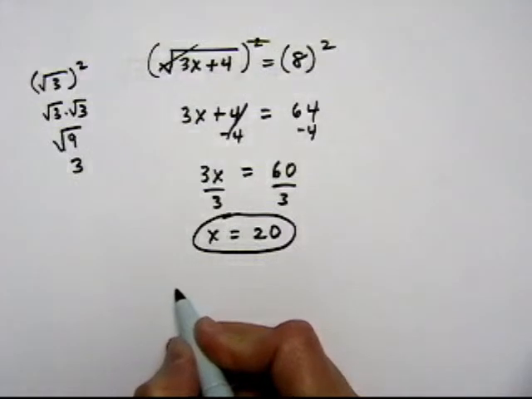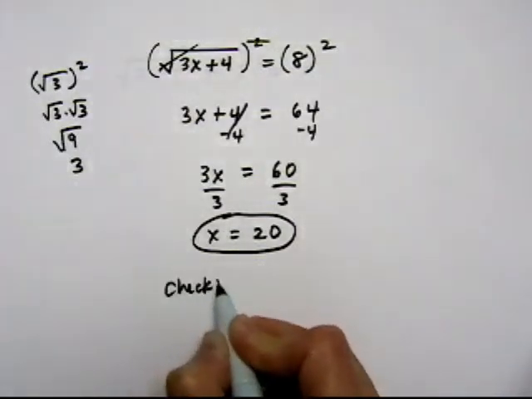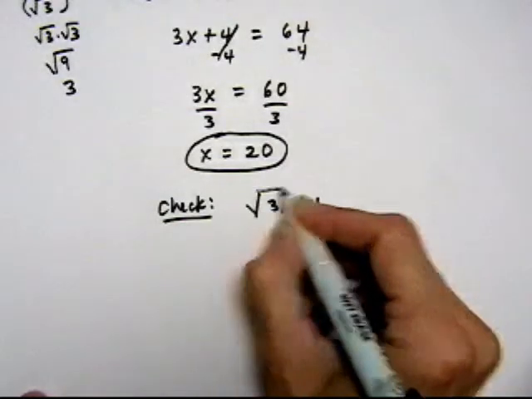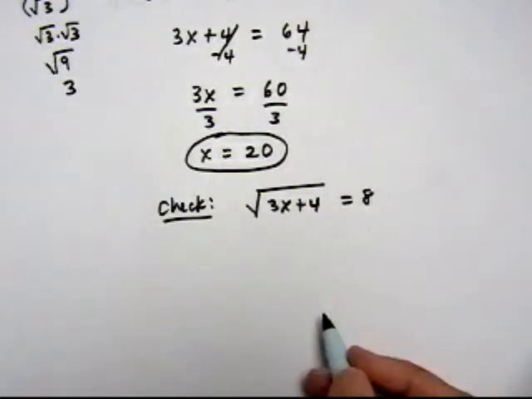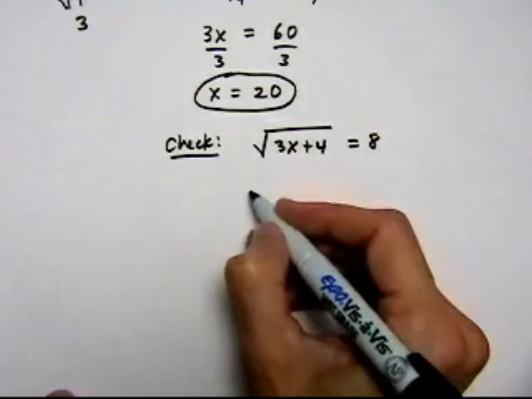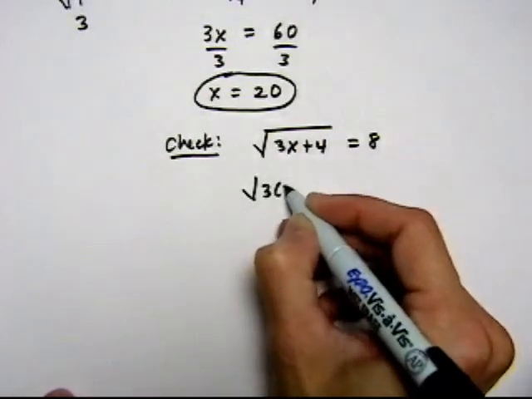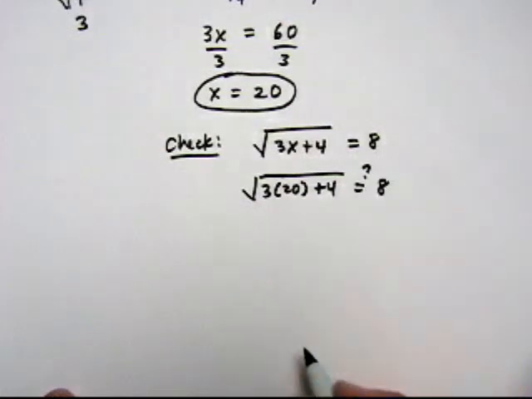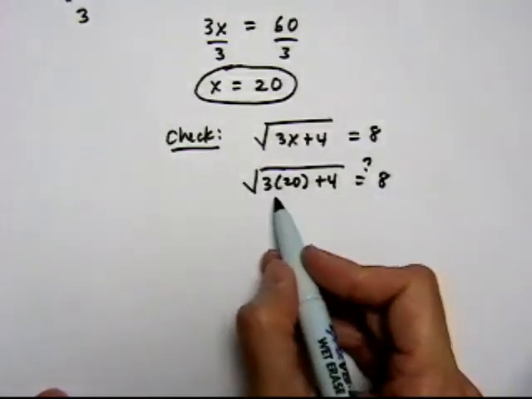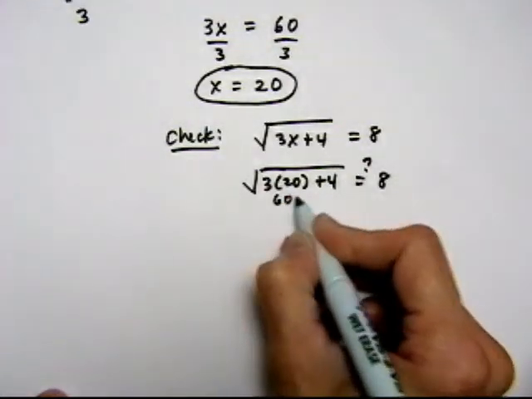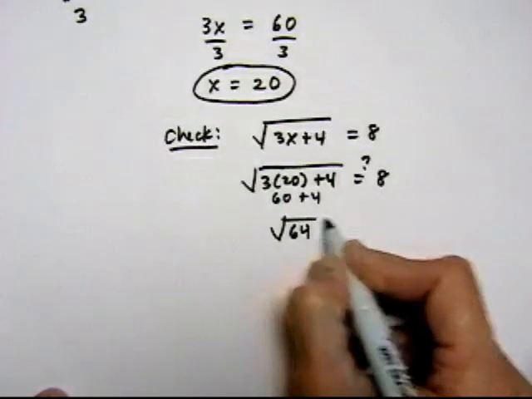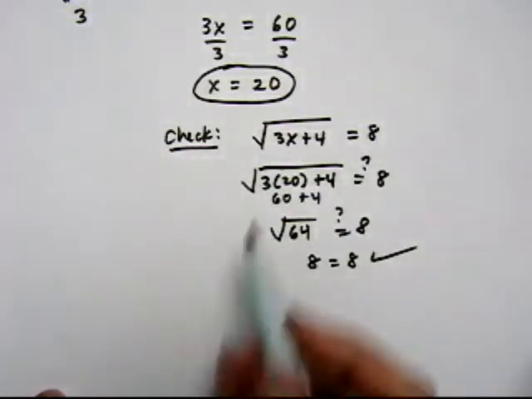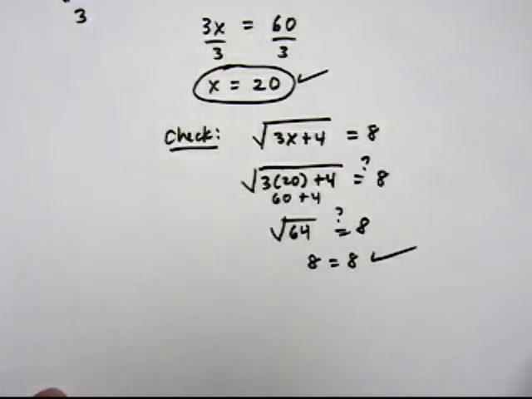If we put x is 20 into the original equation, which was root 3x plus 4 is equal to 8, we want to see: does the root of 3 times 20 plus 4 equal 8? If it does, our solution is a valid solution. That would be 60 plus 4, so that's root 64. Does that equal 8? Yes, it does. That means our solution checks out, and yes, x equals 20.